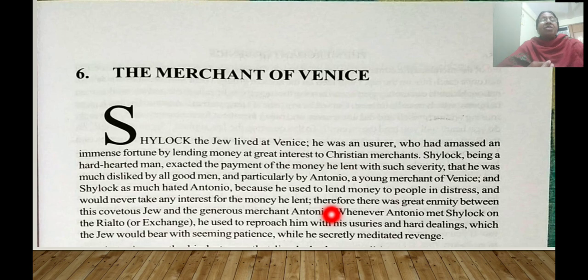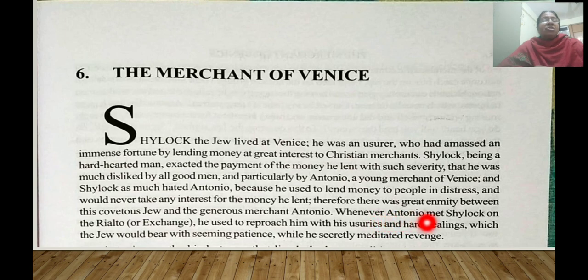But at the same time, Antonio was really admired and loved by the people of Venice who knew him. Therefore, there was great enmity between this covetous Jew and the generous merchant Antonio. So there was great enmity going on between this covetous, that is, this greedy Jew, and the generous merchant Antonio. So in this paragraph we come to know the difference between Shylock and Antonio. Shylock being a hard-hearted man and Antonio with a soft heart. Shylock taking interest while lending money, and Antonio who would lend money but never take any interest for it. So there's a big difference between these two merchants.